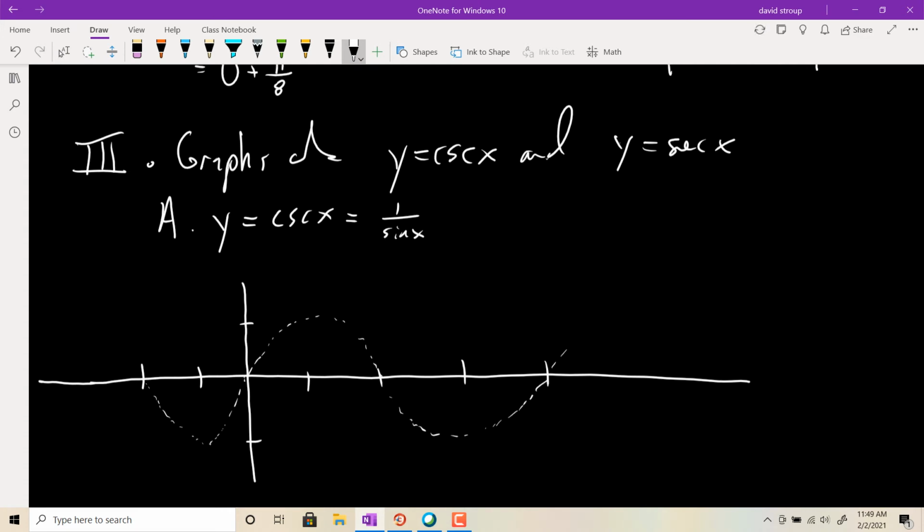Right, so what's happening every time sine of x hits 0? Well, cosecant of x then will be 1 over 0, and you'll have asymptotes. So whenever you see the sine function hitting the x-axis, there's an asymptote there. Okay? So there's going to be an asymptote there, there, and there.